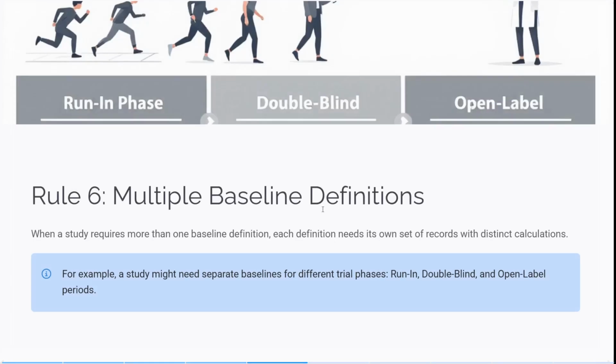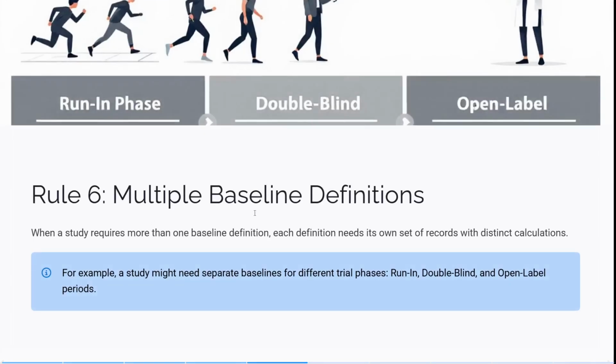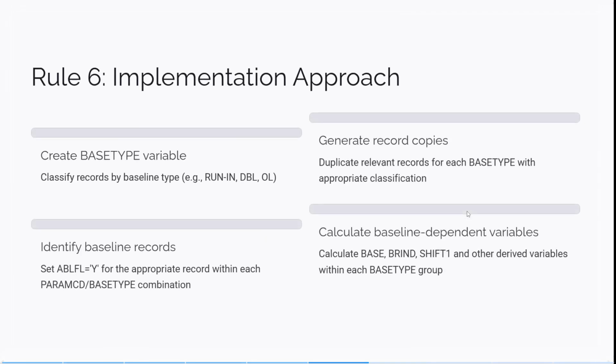So next, rule number 6, multiple baseline definitions. When a study requires more than one baseline definition, each definition gets its own set of records with distinct calculations. For example, a study might need separate baselines for different trial phases, such as the double blind and open label periods. As you can see in the image, each clinical trial will have multiple phases, such as the screening phase, double blind, and open label phase. Each phase will have different baselines.